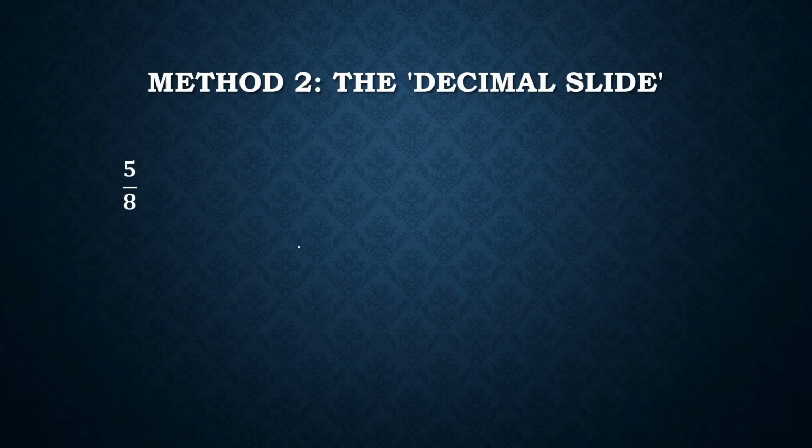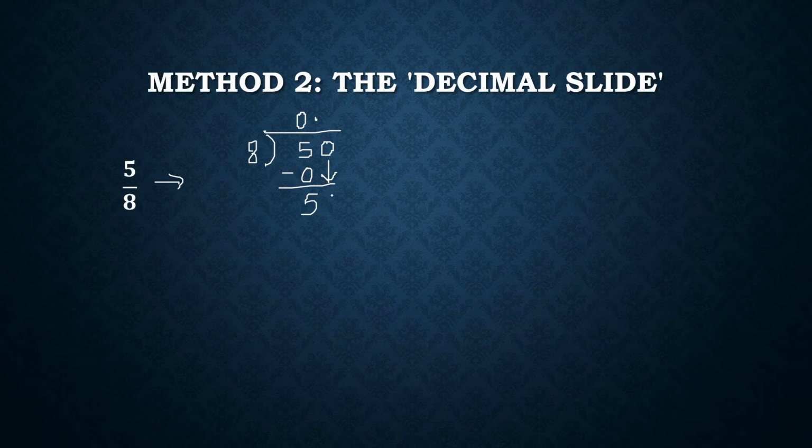The second method is the decimal slide method. That means we have to convert this fraction into a decimal. To convert this fraction, we'll simply do the division method, that is 5 divided by 8. Now, as we know that 5 is a smaller number than 8, we will place 0 over here and do the subtraction and it becomes 5. We will add a decimal point above and add a 0 at the bottom, so it will become 50.